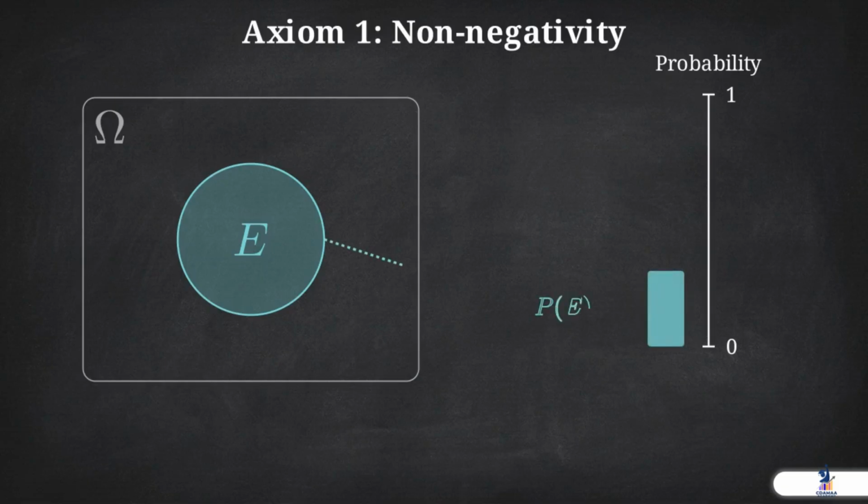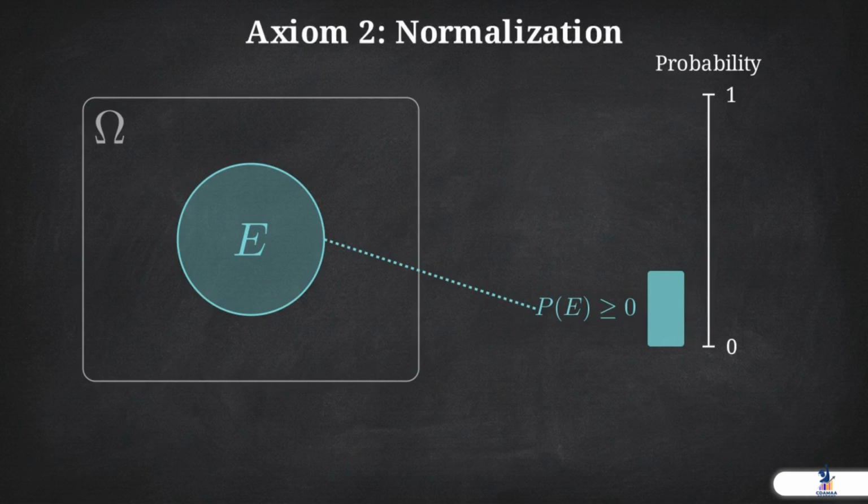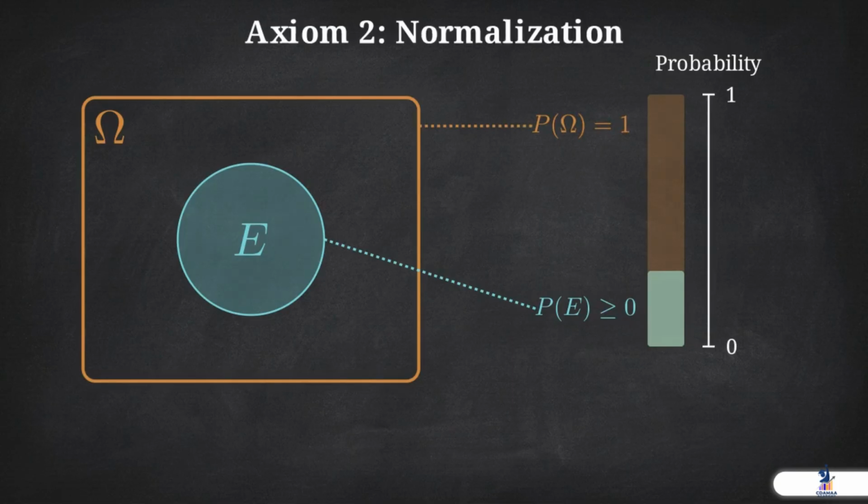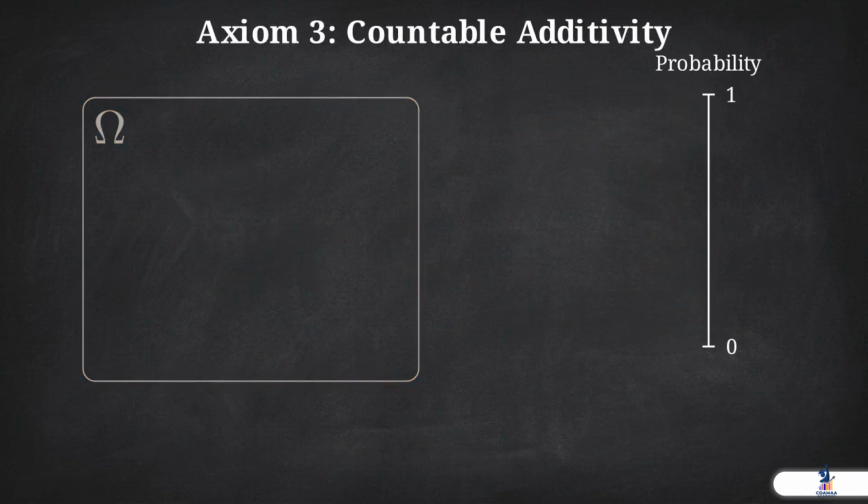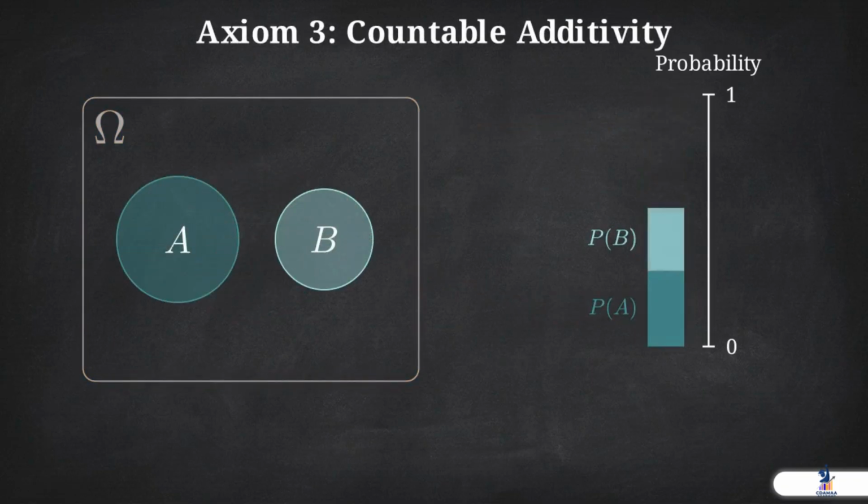In practical terms, this means no event can ever have a probability of less than 0. The second axiom is normalization. Normalization mandates that the probability of the entire sample space occurring is exactly 1, or 100%. The third axiom is countable additivity. For disjoint events, meaning they do not overlap, the probability of their union is the sum of their individual probabilities.